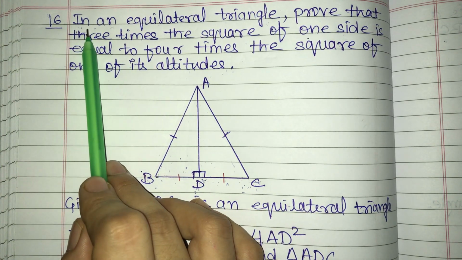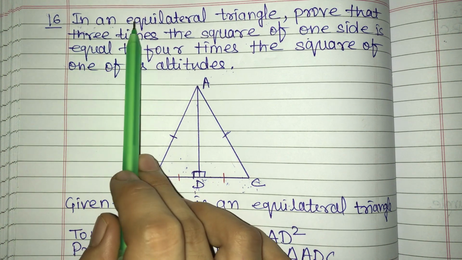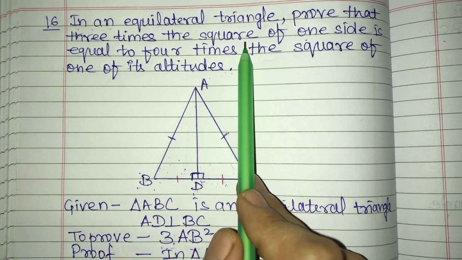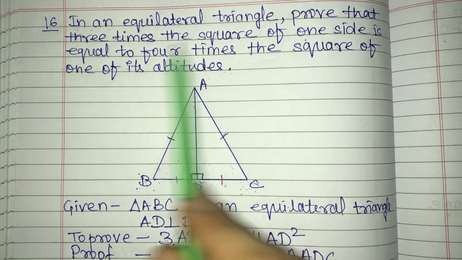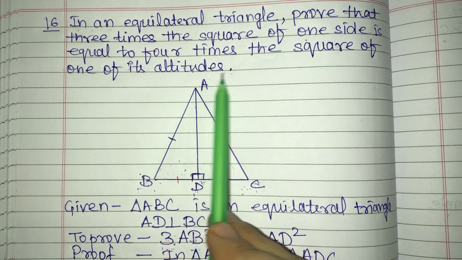Question number 16 of exercise 6.5. The question says, in an equilateral triangle, prove that 3 times the square of one side is equal to 4 times the square of one of its altitudes.